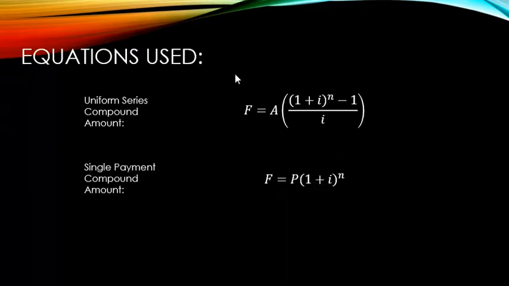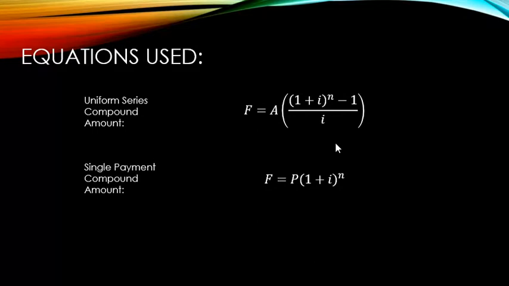Our equations used to solve this problem. We will first use a uniform series compound amount equation for the future value at the end of the 8 years, where F is equal to A multiplied by (1 plus i) to the n minus 1, over i.